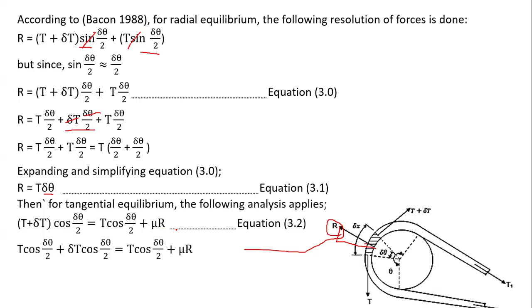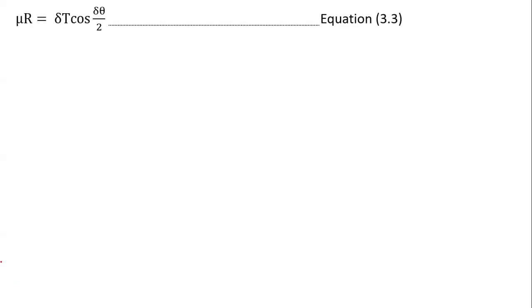Now, all we can do is open those brackets. T multiplied by cos theta becomes T cos d theta over 2. Then we have dT, so we have dT cos d theta over 2. Then we have T cos d theta over 2 plus mu R. Now, already you can see this factor and this factor, they are the same. So these can fall out. If they fall out, it means we just remain with what we have on the first part. So mu R is equal to delta T cos d theta over 2.